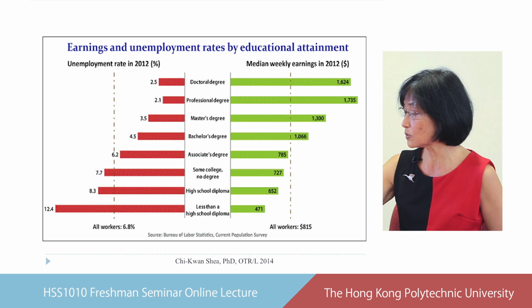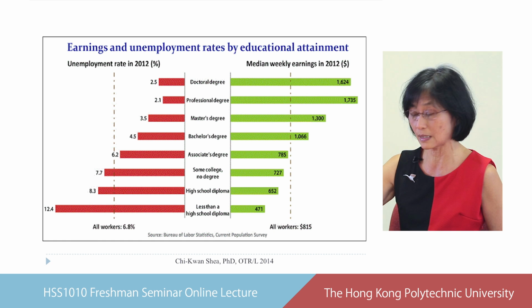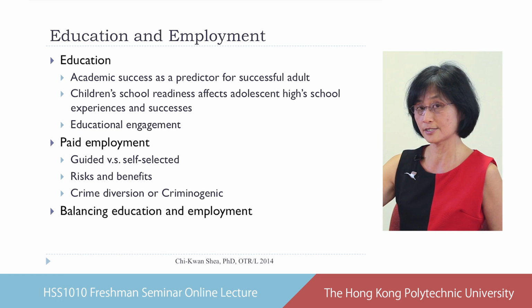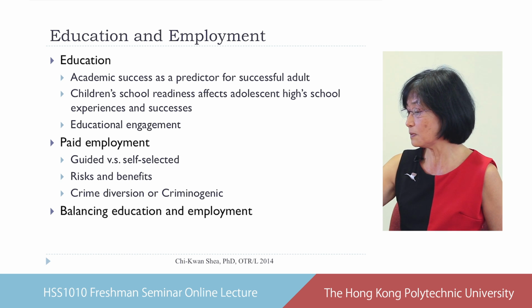However, it's really important to look at how to balance youth employment and education. Education is the single most effective means for upward social mobility. Academic success is often a predictor for successful adulthood. Therefore, it is important to prepare adolescents to be academically successful, which needs to begin in childhood. Personal meanings in education often best engage an adolescent in the education process.